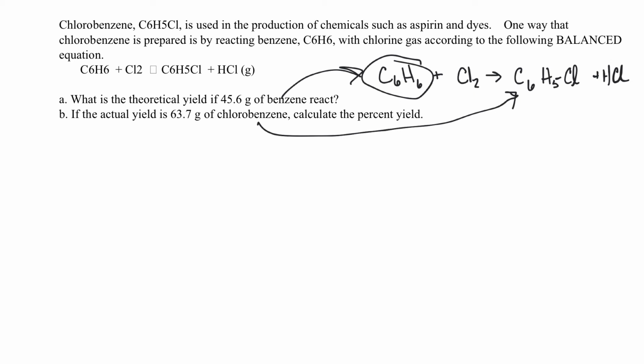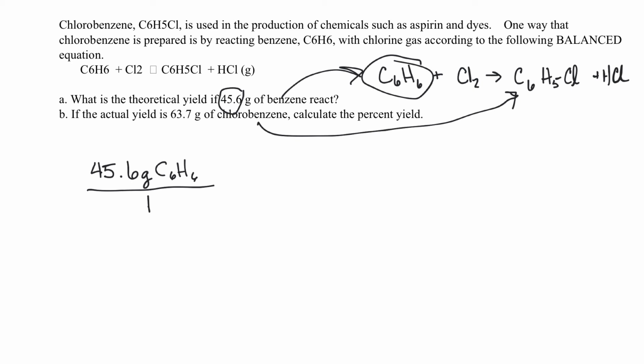So what's the theoretical yield if 45.6 grams of benzene react? And so this is our given, and that's what we're going to start with: 45.6 grams of benzene, C6H6. Okay, and we always put that over 1. Whatever we're given, we put it over 1. So we always start with what we're given.